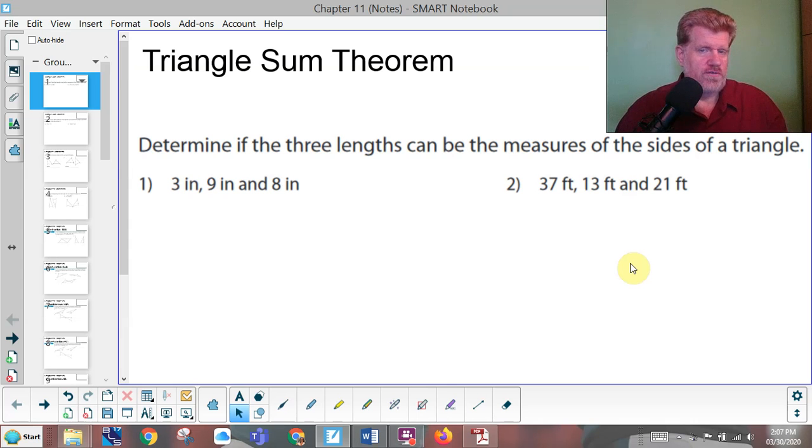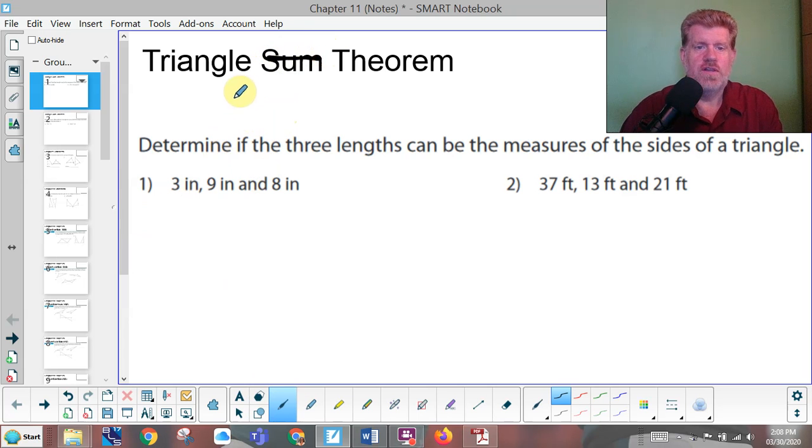We're all about triangles right now. We're going to talk about similarities and congruences of triangles. Okay, so we're going to start, first of all, with how do you know if you have a triangle or not? It's called the triangle inequality theorem, actually, not the triangle sum theorem. I kind of made a mistake there. Let me fix that. It's called the triangle inequality theorem. Basically, what it means is, can these three things make a triangle?